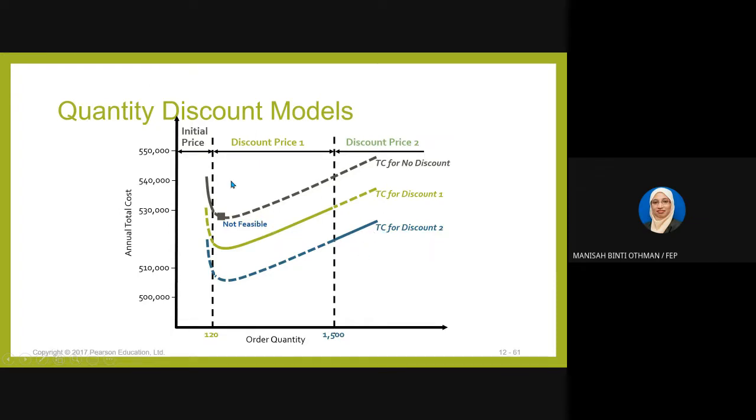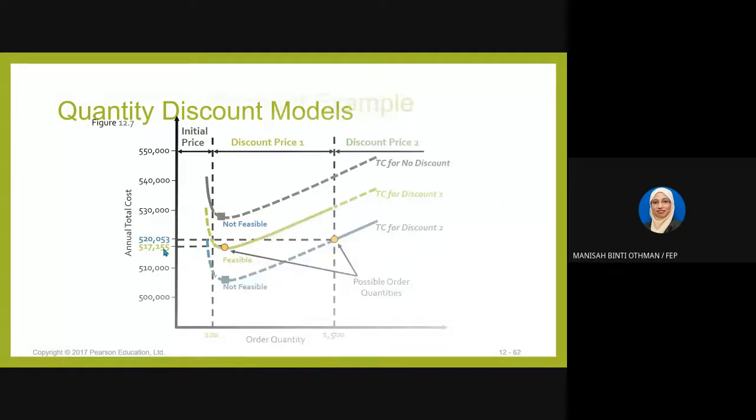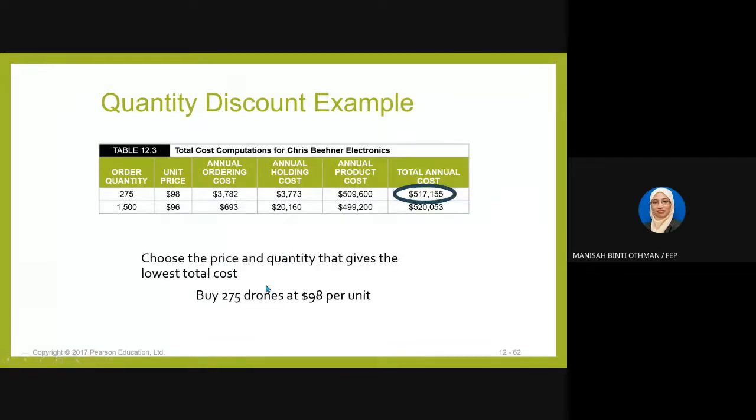This is 96. You can see when you calculate, you get the quantity here, so it's not feasible. The second one is feasible. The third one is not feasible, but you can increase up to the minimum value. So the possible order quantities, you select the lowest one. So you suggest to buy 278 units at $98 per unit. Okay.